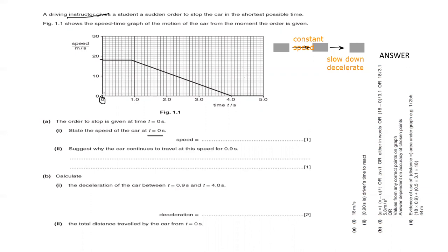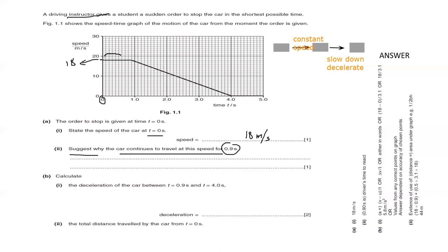For that speed, each box is equal to 1, so you can count: 1, 2, 3, 4. There are 10 boxes equal to 10, each box is equal to 1, and there are 8 boxes above 10, so this number is 18. So what is the speed of the car the moment the instructor ordered the student to stop? That is equal to 18 meters per second. Then, suggest why the car continues to travel at this speed for 0.9 second.